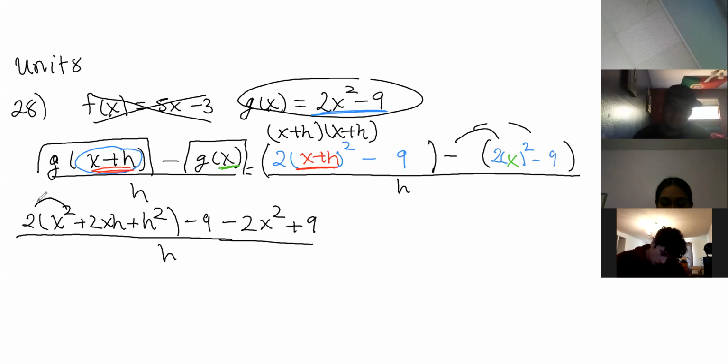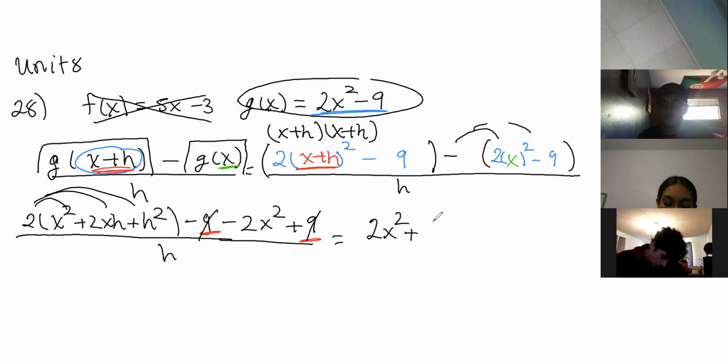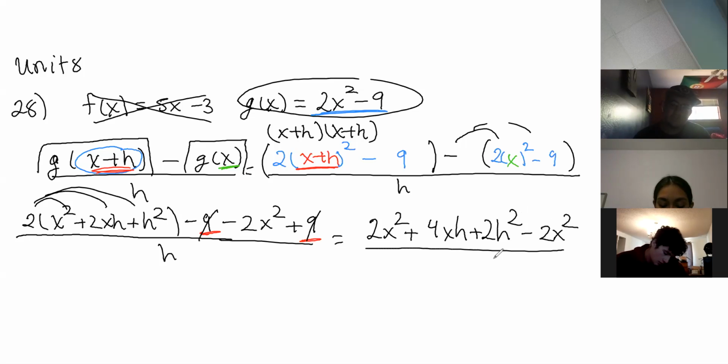Okay, I'm going to distribute the 2. And what's going to cancel out already even before I distribute? What 2 terms are going to cancel out? Negative 9 and positive 9. Good. So I have 2x squared plus 4xh plus 2h squared minus what? 2x squared. And now what else crosses out? The 2x squared. And what are we left with? 4xh plus 2h squared over h.